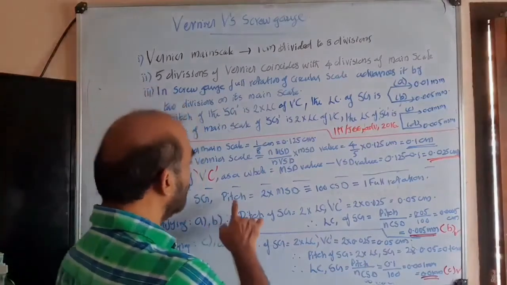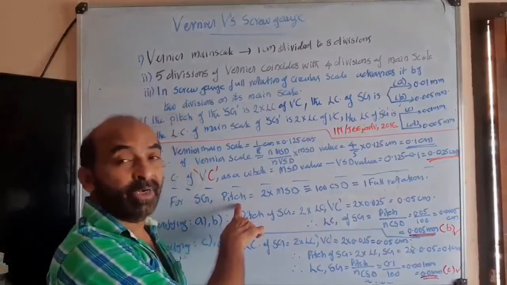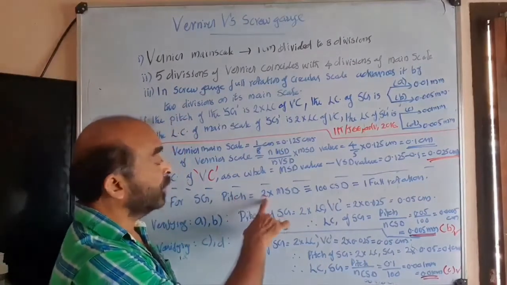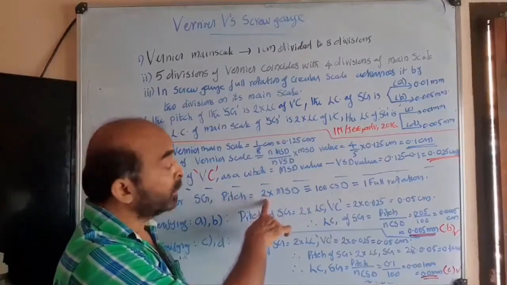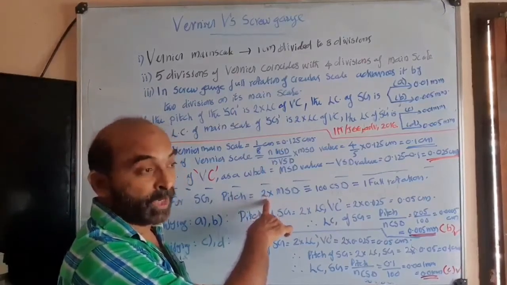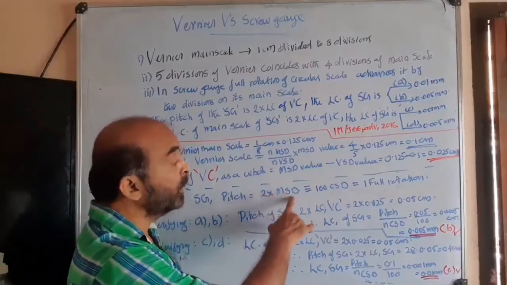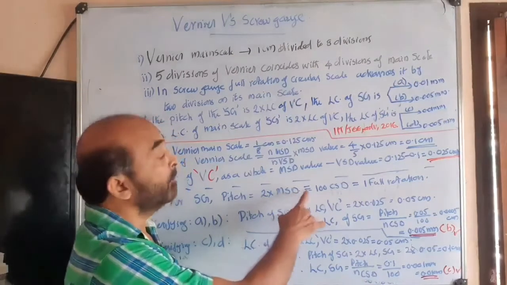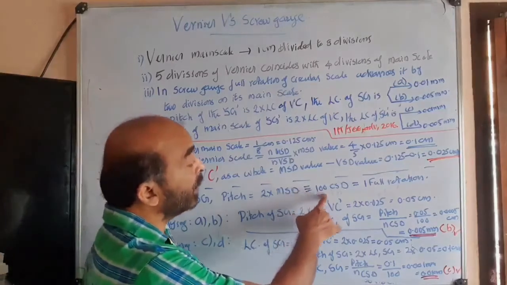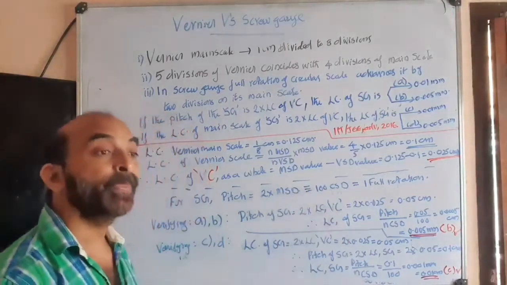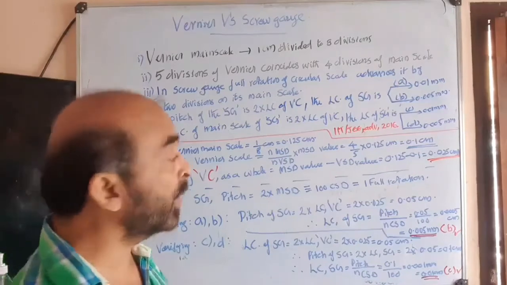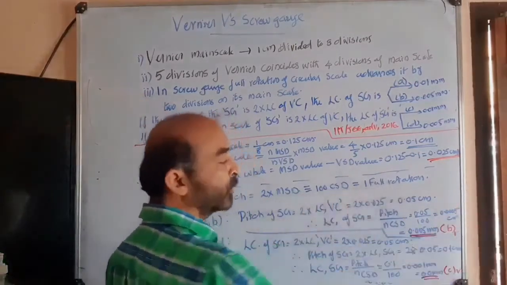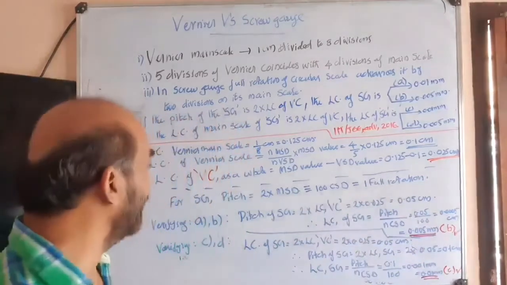For the screw gauge, the pitch is the distance travelled for one complete rotation. It has been mentioned in the question that the pitch is 2 times the main scale division; it passes through 2 main scale divisions. So pitch is equal to 2 into main scale division. That is also equivalent to 100 circular scale divisions, because the circular scale has 100 divisions, and 100 circular scale divisions equal 1 full rotation. All these are mutually equivalent.